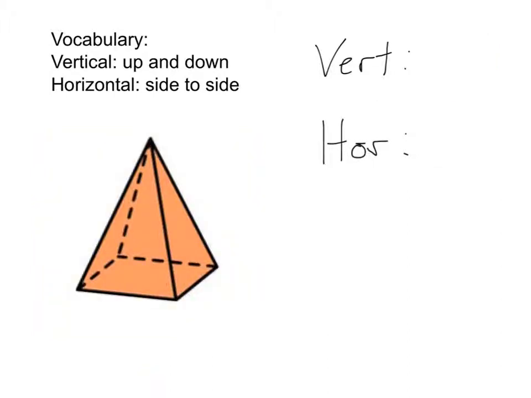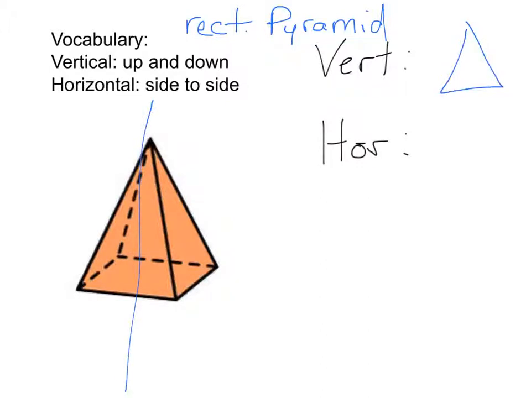Our next one, this is a rectangular pyramid. Oops, I should spell it right. There we go. If I make a vertical cut, I'm going to get a triangle. But here's a little bit different. It's going to mirror what the base is for this. So if I make a horizontal cut, I'm actually going to get a rectangle or a square, depending on the base.